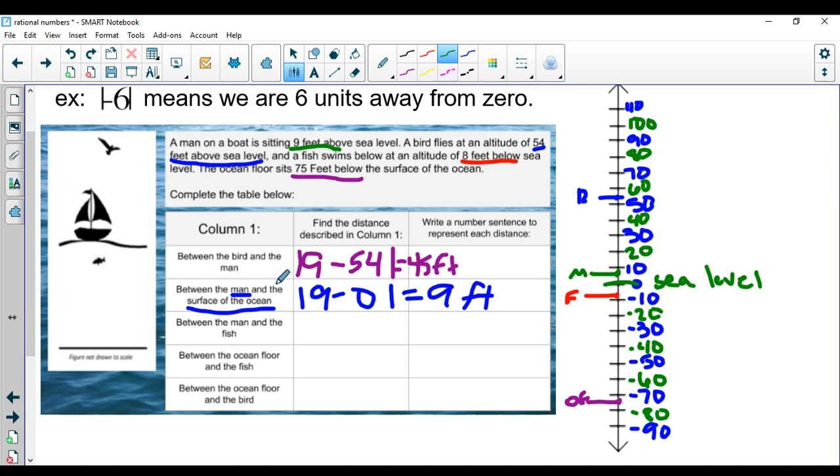Okay. The man and the fish. The man was at 9, so the absolute value of 9 minus, now the fish is 8 feet below, so that means the fish is a negative number. So the absolute value of 9 minus negative 8, and remember we learned yesterday that this means to do the opposite. So really we are adding 8 to 9, and that is going to give me 17 feet.